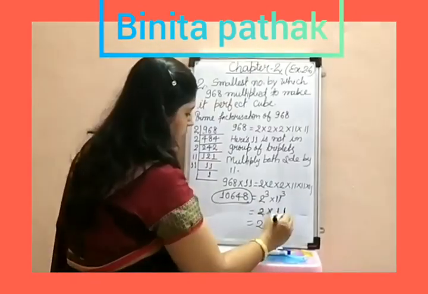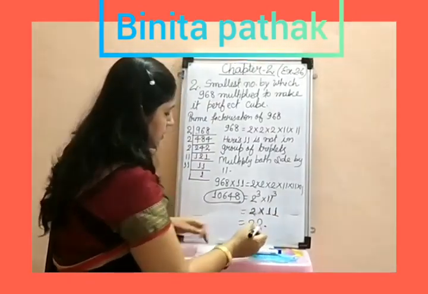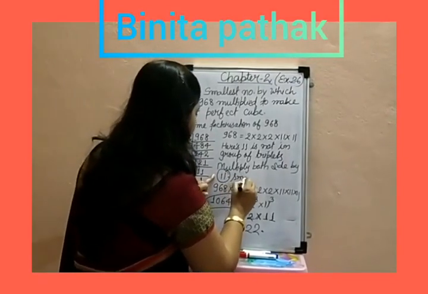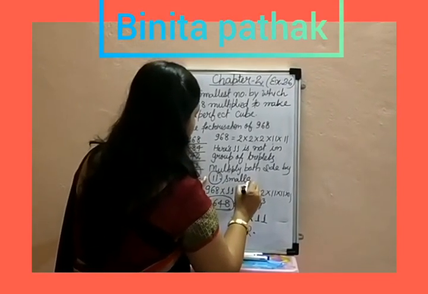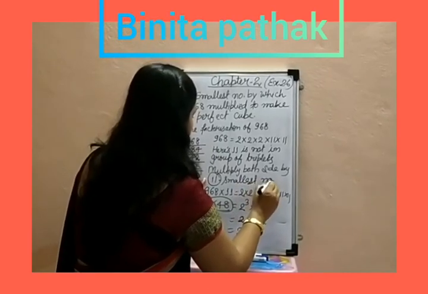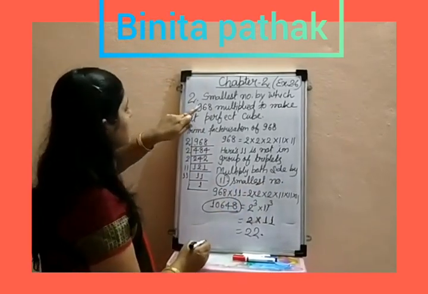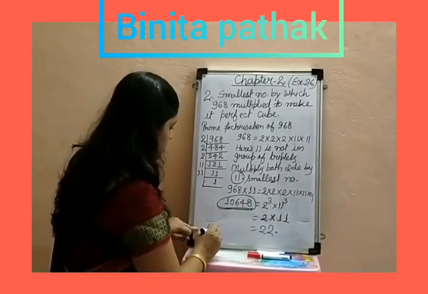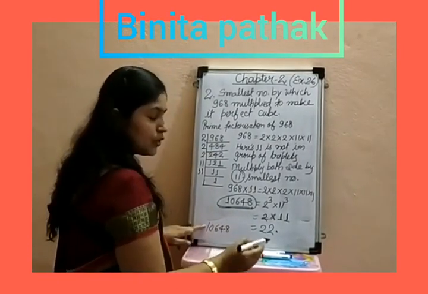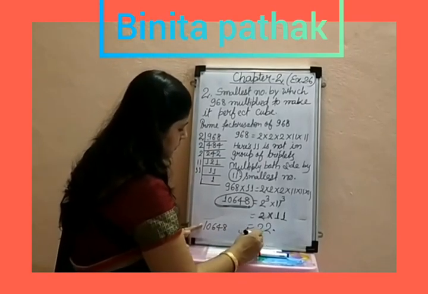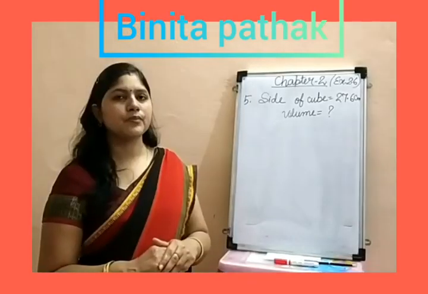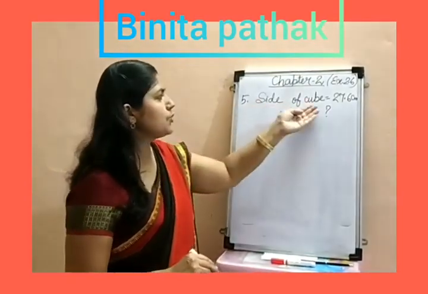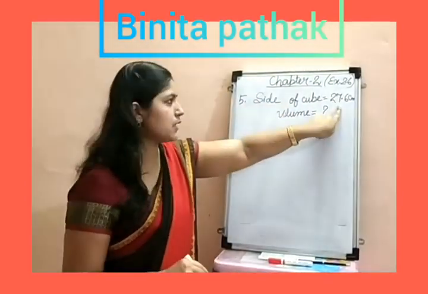Let's do our next question. It means 11 is the smallest number which, multiplied with 968, gives a perfect cube, that is 10648. Your answer is 11.